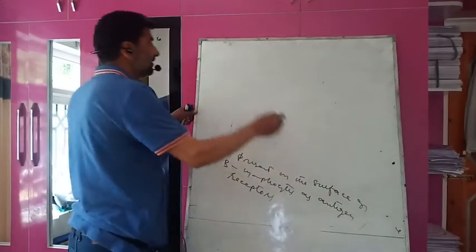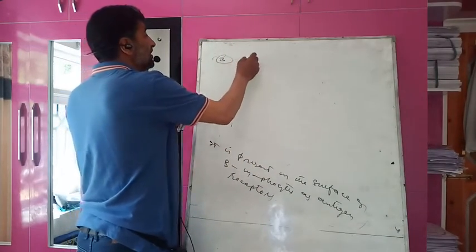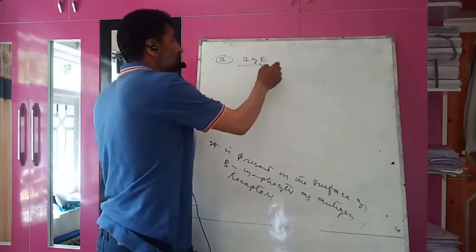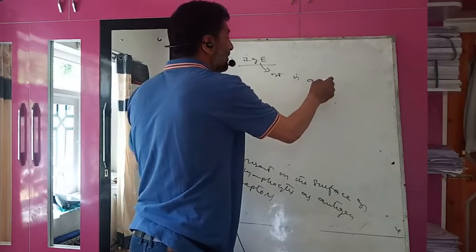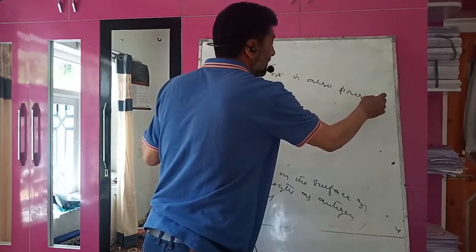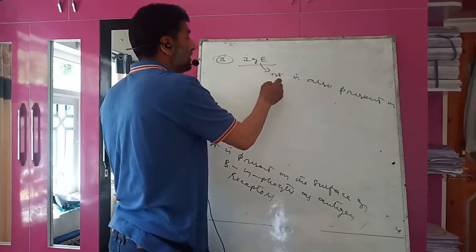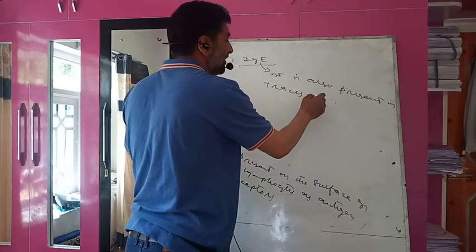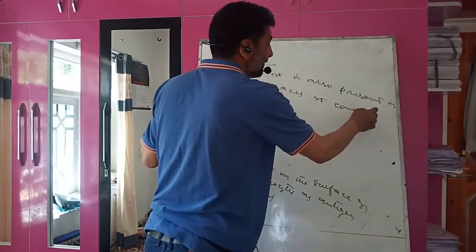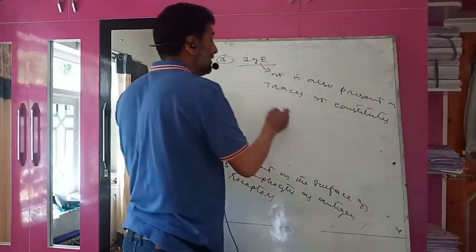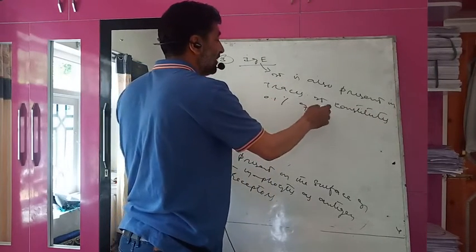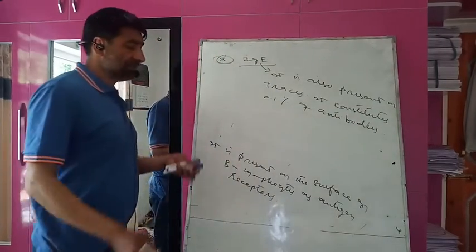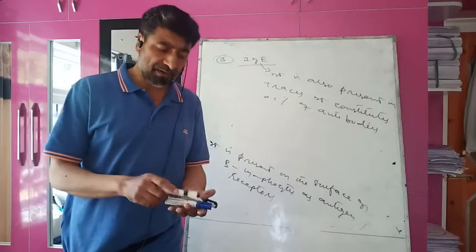The next type is IgE antibody. The IgE antibody is also present in traces. It is also present in traces. Trace means very small amounts. It constitutes 0.1% of antibodies.